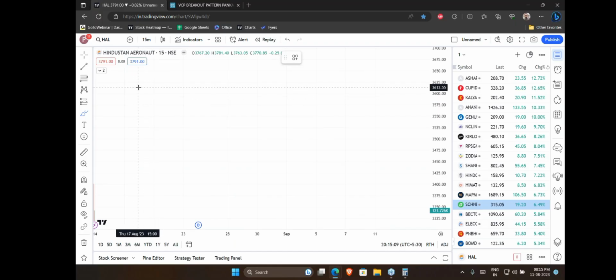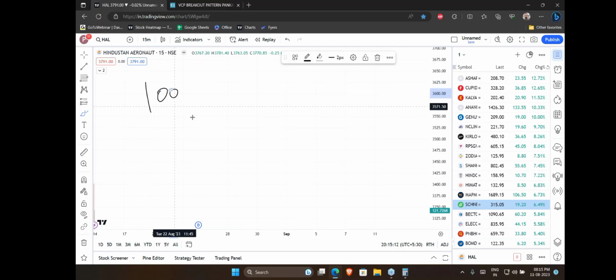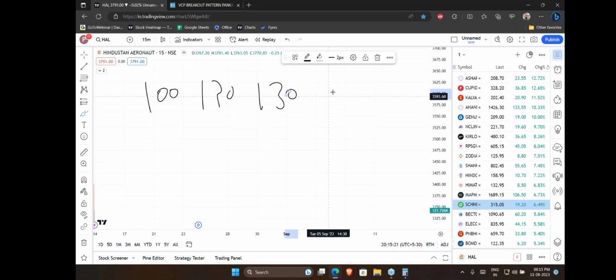Let's say there is a salesman who makes 100 rupees of sales a day. Next day sales are 120. Next day sales are 130. Next day sales are 90. Right?